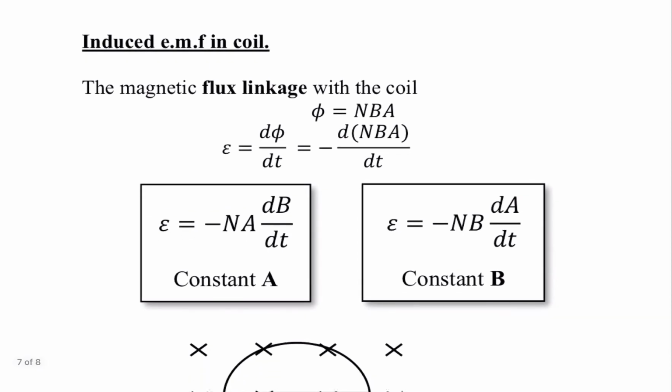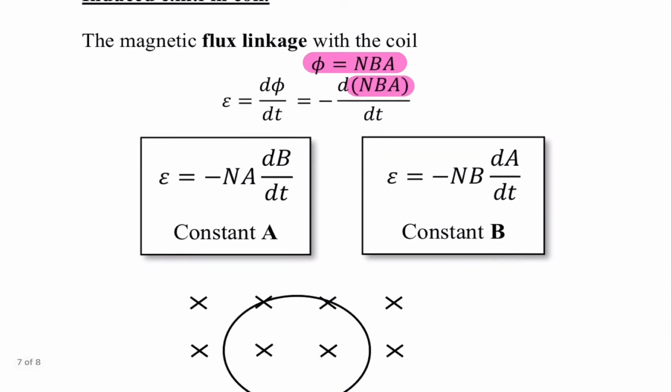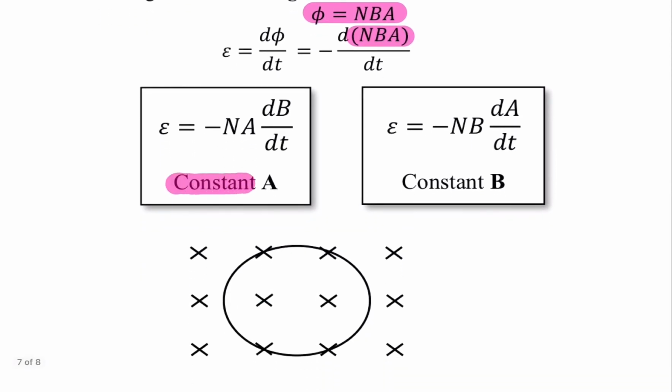So we have flux linkage equal to NBA. So the induced EMF produced is with the changes in magnetic flux. Okay, so it's dΦ over dt. So we put in this equation. So we have two cases: either we have constant area or constant magnetic field.